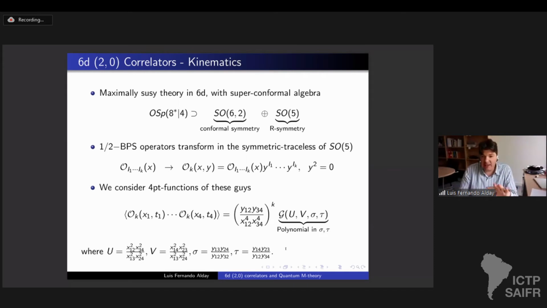And exactly the same happens with the R-symmetry part. If you extract this prefactor, y1 dot y2, etc., everything is a function of sigma and tau, which are these two cross ratios formed with the y's, the R-symmetry cross ratios. It is easy to see, because the number of y vectors is fixed, that this is actually a polynomial in the variables sigma and tau, okay?